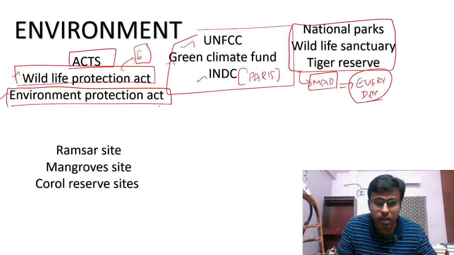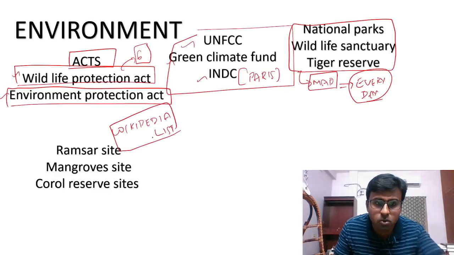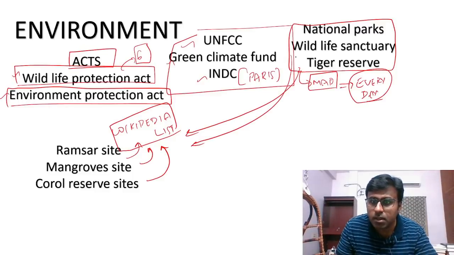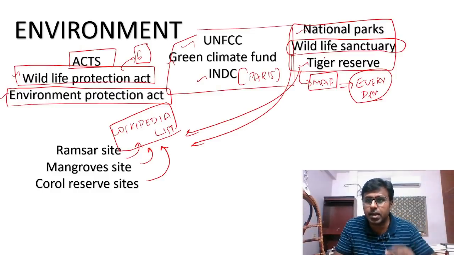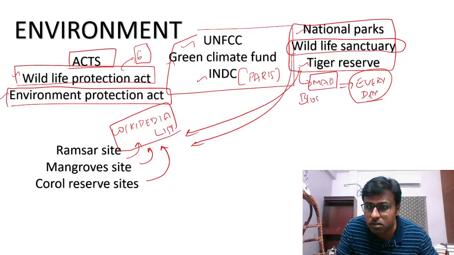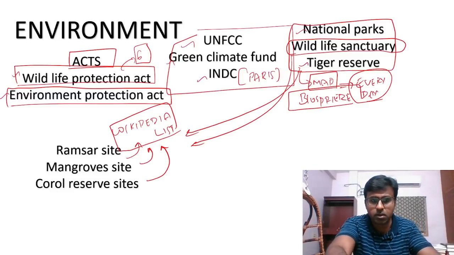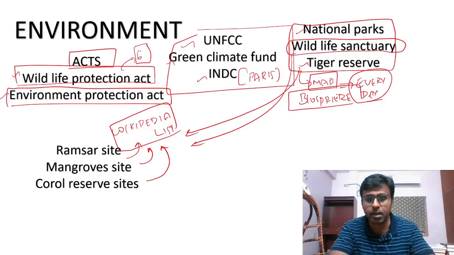For all these, where do you have to go? Wikipedia. List of Ramsar sites, list of mangrove sites, list of coral reserve sites in India, list of tiger reserves in India, list of wildlife sanctuaries. In wildlife sanctuaries you can at least skip, but national park and tiger reserve, and I think I forgot biosphere reserve. All of these are lists in Wikipedia. Ramsar site, mangrove site, coral site, national park, tiger reserve, you have to see all these lists on Wikipedia.